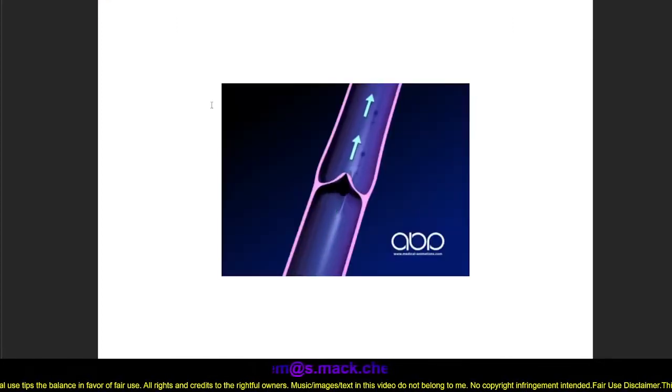Here we have a picture which shows us how the valve works. The arrow shows us the direction of the blood flow, and the blood flows through the valve such that the valve closes to prevent blood from flowing in the opposite direction, or to prevent this backflow of blood.